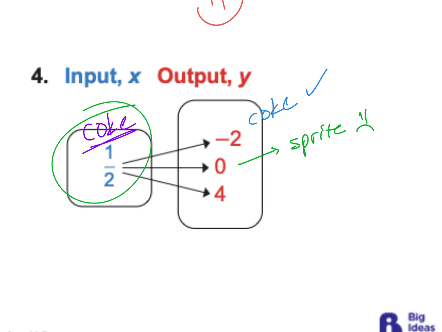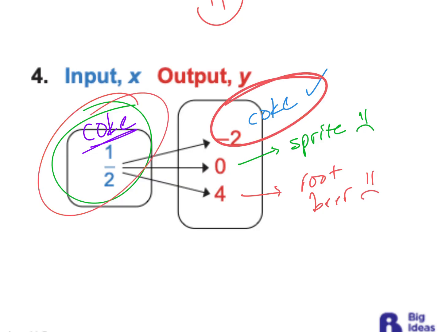But now it's a Sprite, and we did not order Sprite. We hit the Coke button. Oh, and now it's root beer. And we did not hit root beer. We hit the Coke button, okay? So this one is no, not a function.